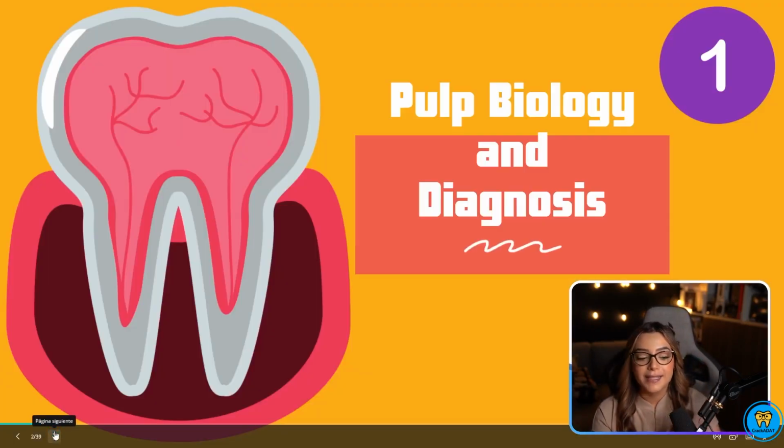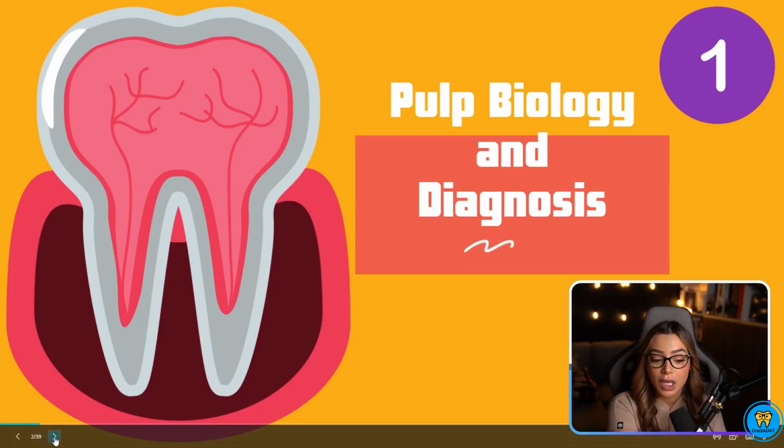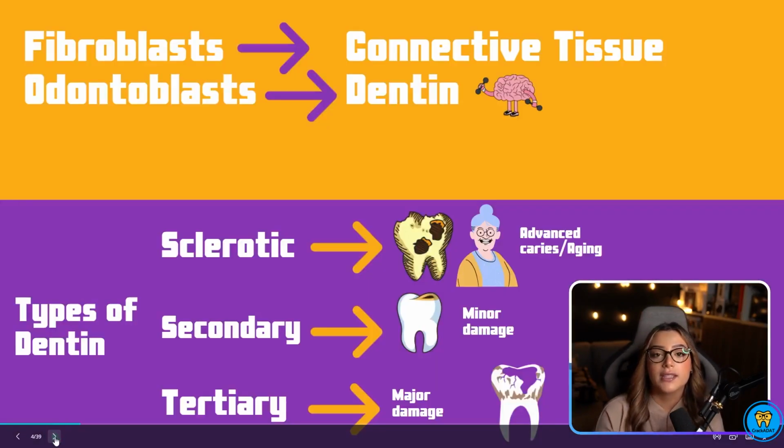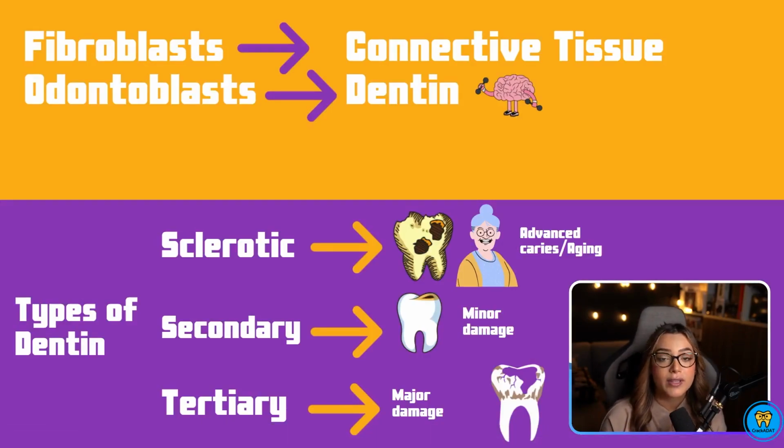So that being said, we're going to start with the basics, like what kind of cells can you find in the pulp? And the most important ones are going to be the fibroblasts that secrete connective tissue.